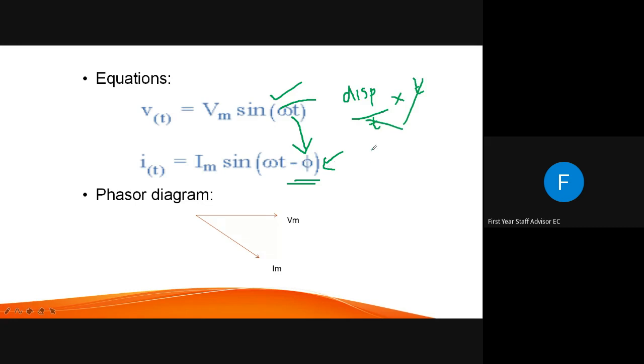So assume that the voltage waveform is at a position of 30 degree. Then current is 30 minus an angle phi. That means current is actually lagging behind voltage by an angle phi. So you have to draw the phasor like this, lagging behind by an angle phi.